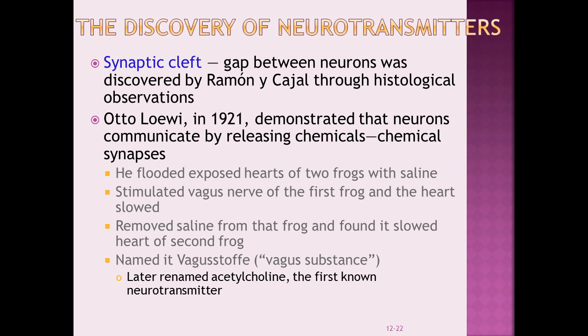Now he tested two frog hearts, and he exposed them and flooded them with saline. When he stimulated the vagal nerve of the first frog, the heart started to slow down. Then when he removed the saline from that first frog, he found that it slowed down the heart of the second one, and he termed it vagus substance. Then he later renamed it acetylcholine, which was the very first known neurotransmitter.